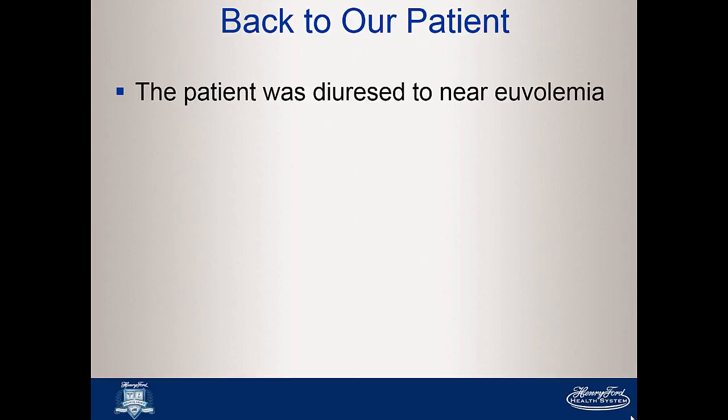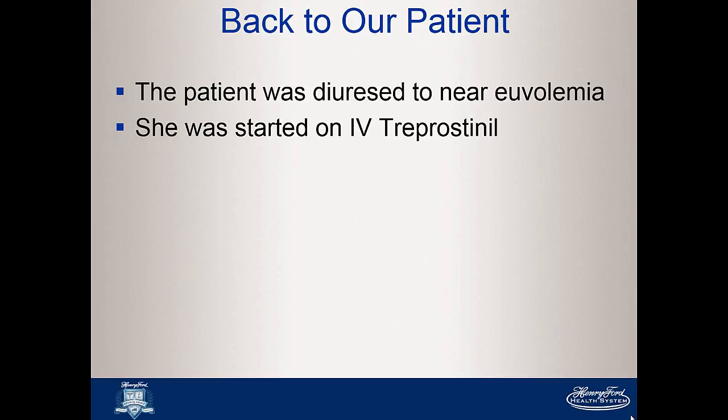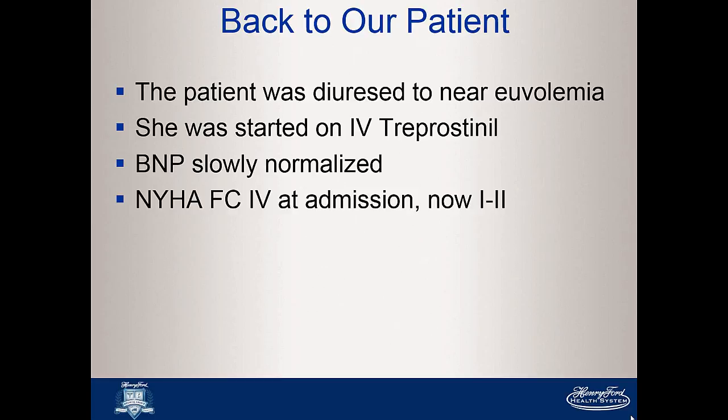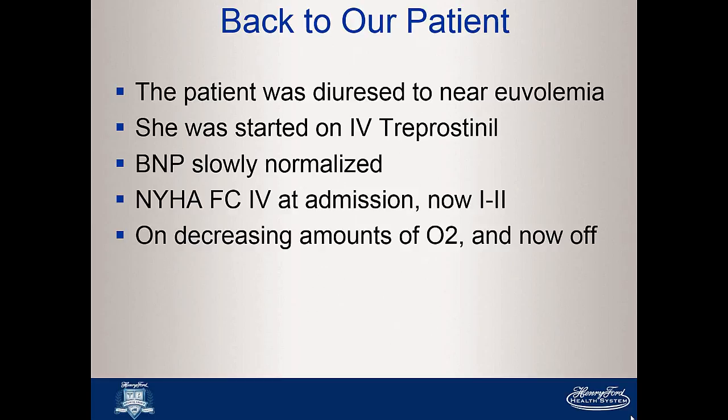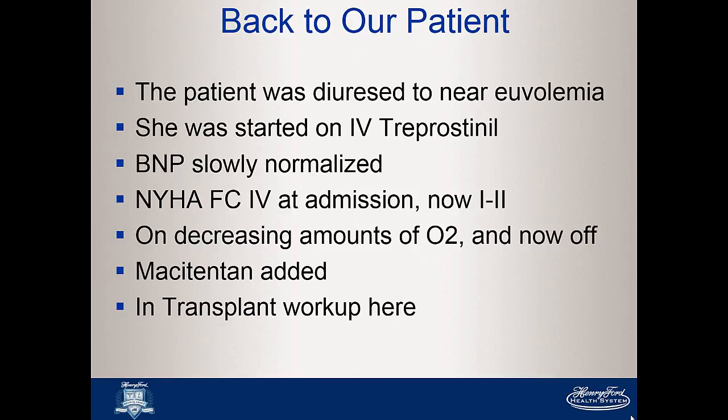So in terms of the patient that I described to you previously, she was diuresed in the ICU to near euvolemia. She was started on IV treprostinil. Her BNP actually slowly normalized. And again, presenting in right heart failure, now over 6 to 8 months she has an NYHA functional class of 1 to 2. She's been weaned off oxygen. We have added on a second agent, and she's in transplant work up here.